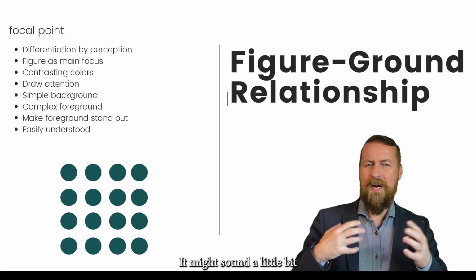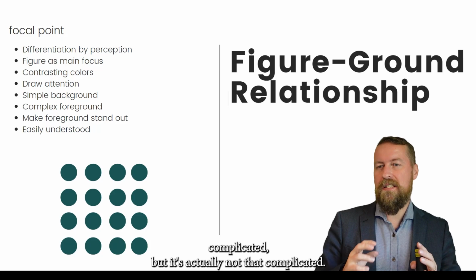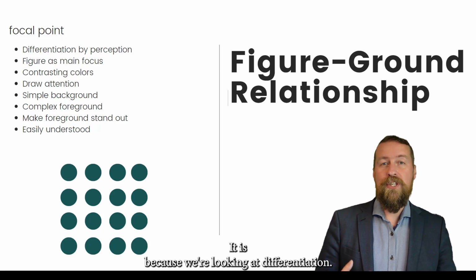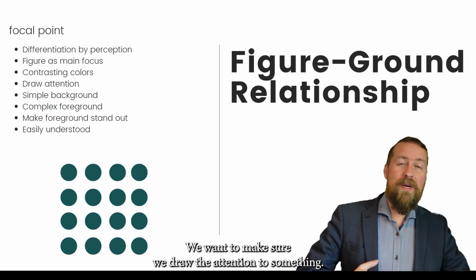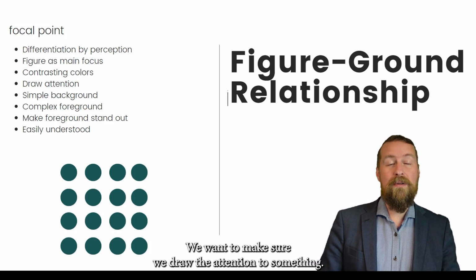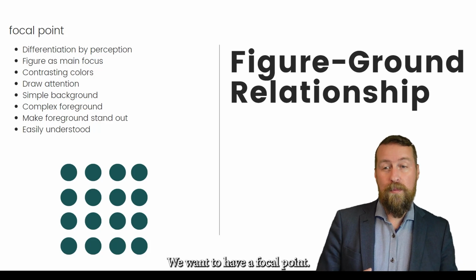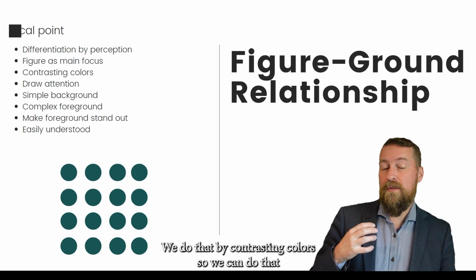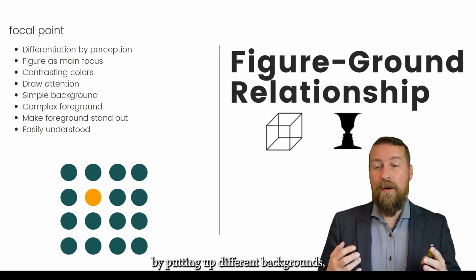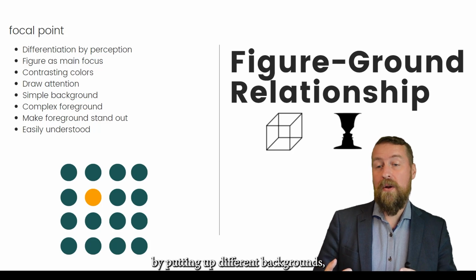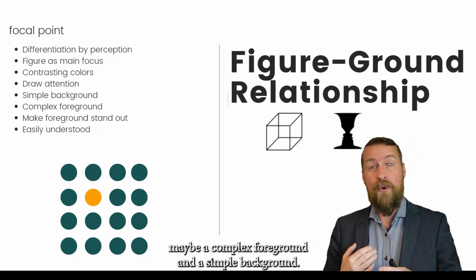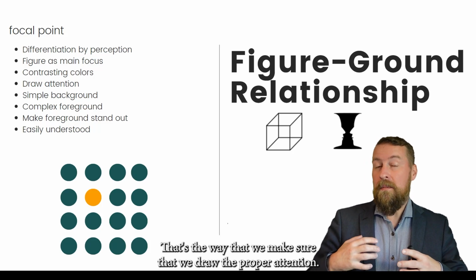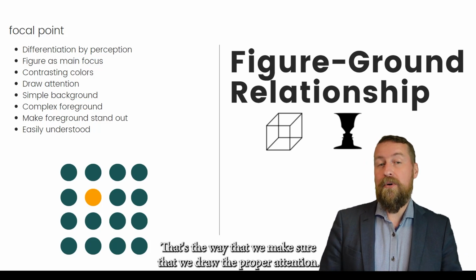It might sound a little bit complicated, but it's actually not that complicated. It is because we're looking at differentiation. We want to make sure we draw the attention to something. We want to have a focal point. We do that by contrasting colors, or we can do that by putting up different backgrounds, maybe a complex foreground and a simple background. That's the way that we make sure that we draw the proper attention.